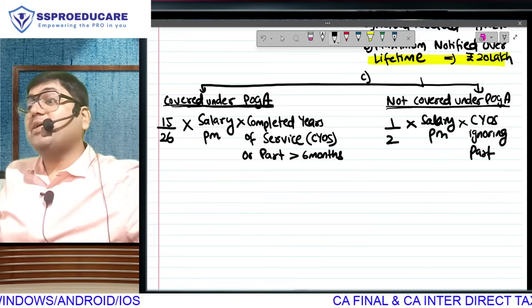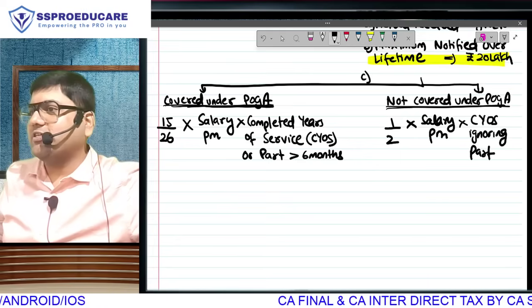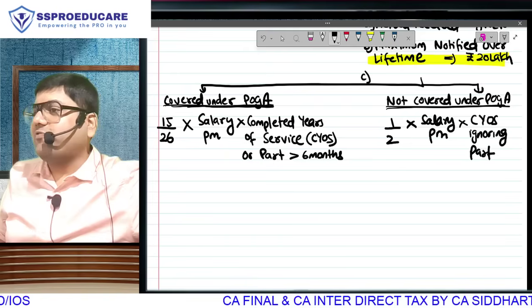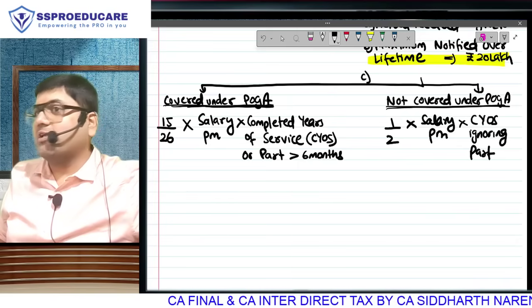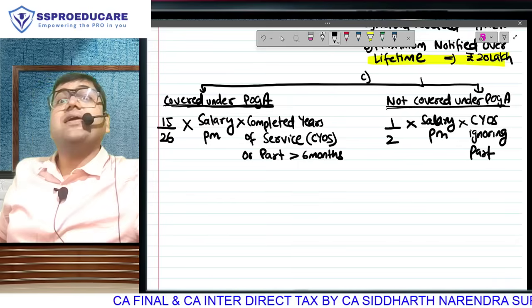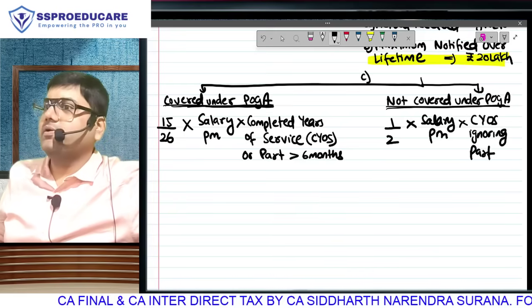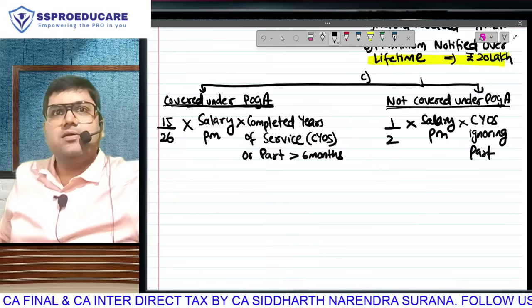Are both calculations the same in words? Half month salary for each year of service, half month salary for each year of service. But we can already see two differences. Half under POGA is 15 by 26, but under non-POGA it is 1 by 2. Number of years under POGA is upper round off for more than 6 months. But here, if it is 20 years, 11 months and 29 days, it will be 20 only. Lower round off always. Only completed years will be taken. Is that clear?